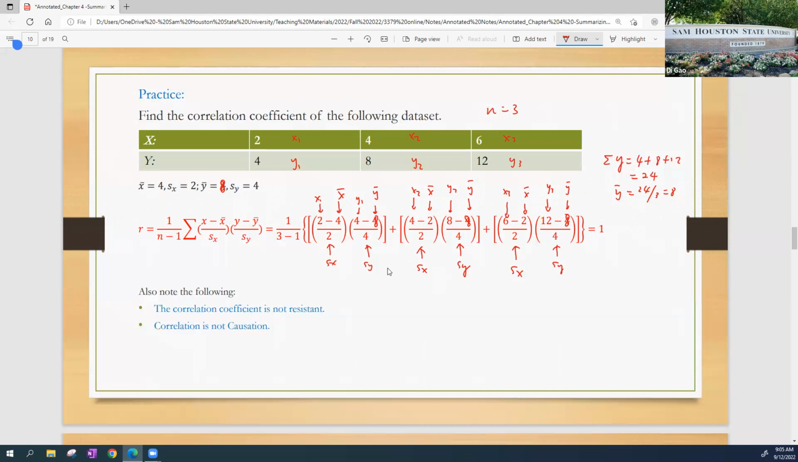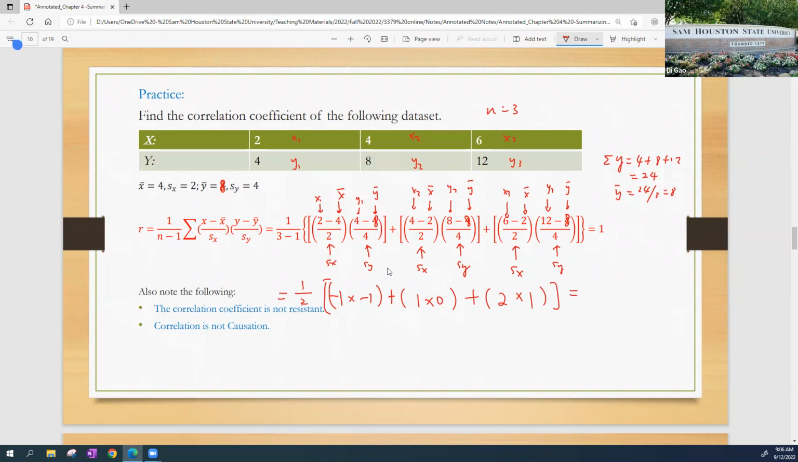So then we have what? 2 minus 4, that's negative 2, divided by 2, negative 1, right? So that's negative 1 times 4 minus 8, negative 4, so negative 1, right? Negative 1 times negative 1, plus 1 times 0, plus 6 minus 2, that's 4. 4 divided by 2, that's 2, times 4 divided by 4, 1. And don't forget 1 over 3 minus 1 in front.